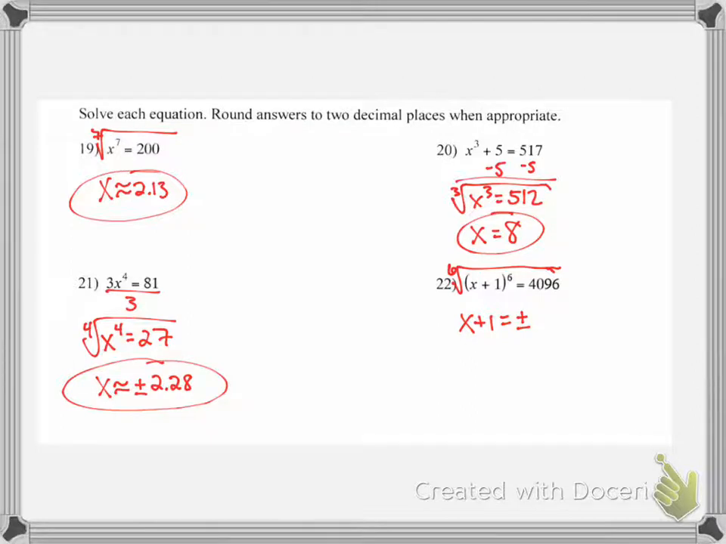6th root of 4096 comes out really nice. It comes out to 4. So in this case, x + 1 will equal plus or minus 4. Subtract 1 from each side. We'll get x equals negative 1 plus or minus 4.